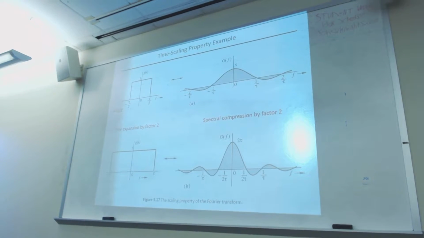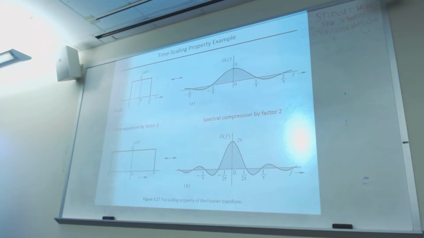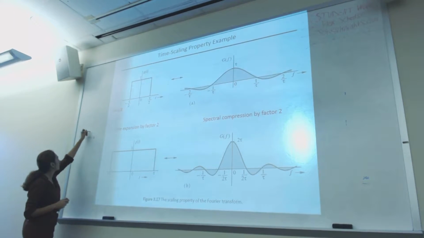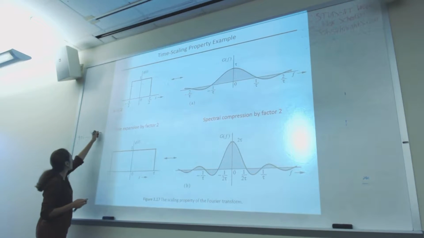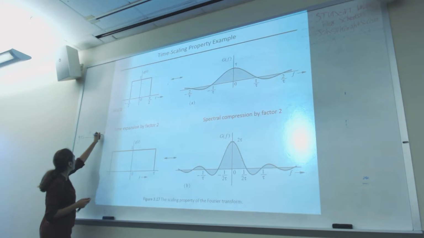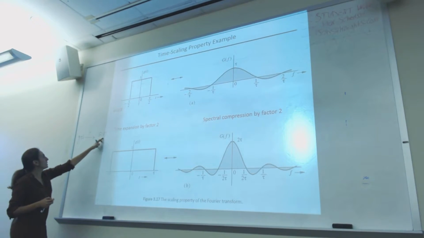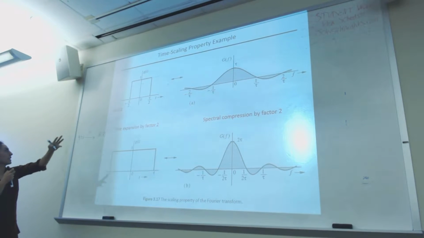So we're going to continue with the Fourier transform. As you know, the Fourier transform is a transformation between a signal in time and a signal in frequency. So we have g(t) in time, and if I take a Fourier transform, I'm going to get G(f). It takes a continuous signal into frequency. And we have already learned a lot of Fourier transform pairs.